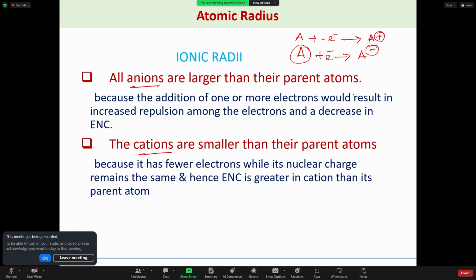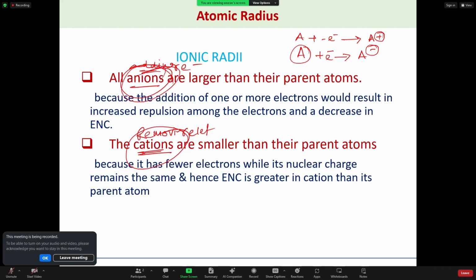So anions mean adding electrons, and cations mean the opposite: removing electrons. So where will these electrons be added? These electrons will be added in the outer shell, and for the cations, electrons will be removed from the outer shell. So for anions, one electron is extra. For cations, one electron will be less.